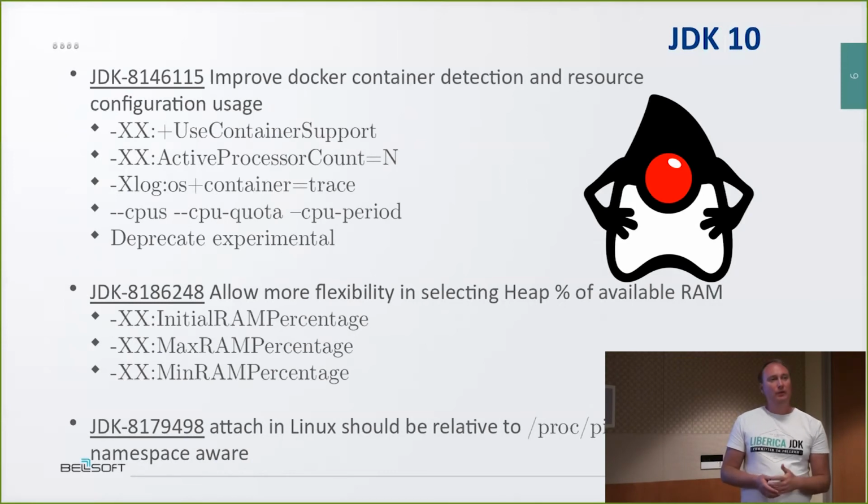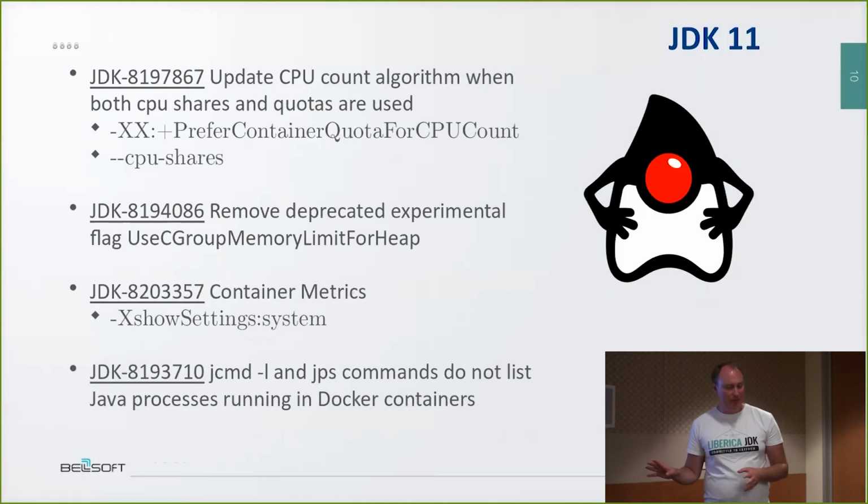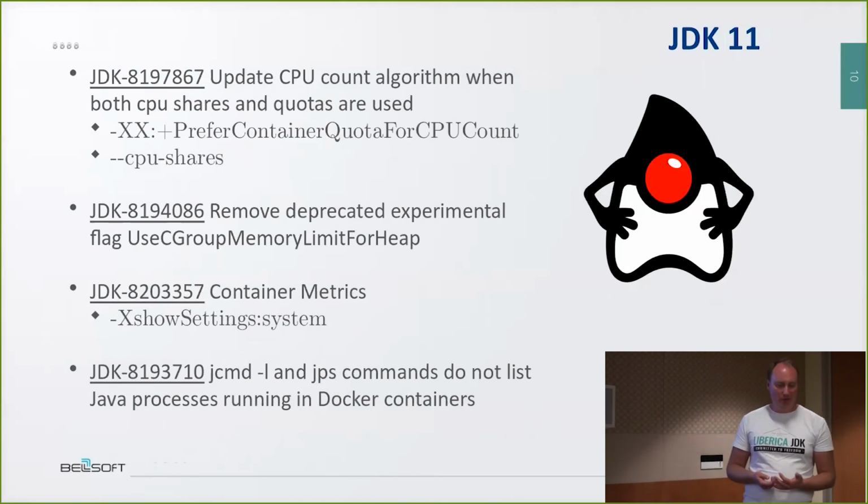Also, for memory limitations, some new flags were introduced to make fine-grained tuning of the heap. And the work started to allow tools from the JDK to work from the host, talking to Java processes working in containers on that host. So this work was completed in JDK 11. Like finally, JCMD works, JPS works. Like you run JPS, you don't see Java processes. Kind of unexpected, right?